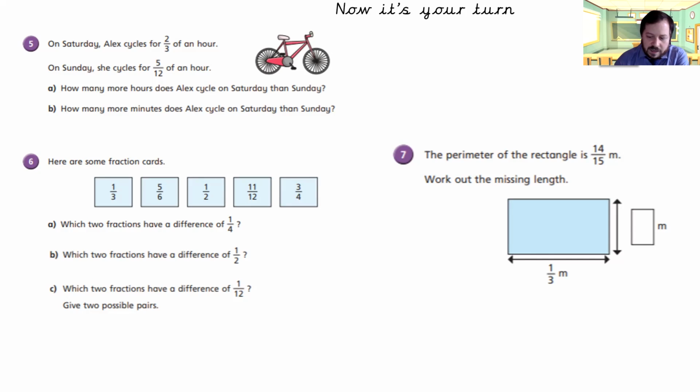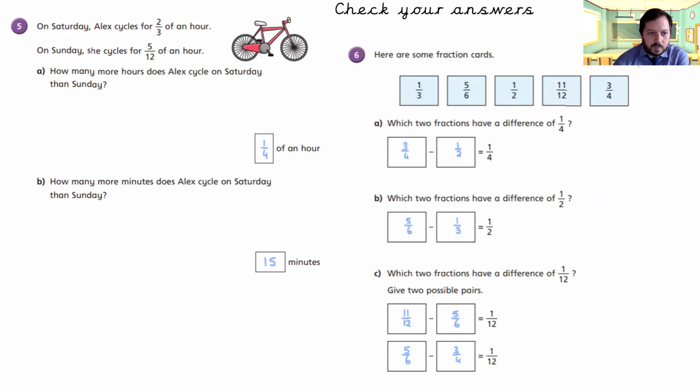So it's asking you 2 different things. The first thing we do is work through what the subtraction is. So we've got 2/3 on one and 5/12 on the other. How many more does she cycle on Saturday than Sunday? So we exchange this for 12. We times that by 4 to get 12. We times that by 4 to get 8. We do our subtraction and we get 3/12. And we can work out the 3/12, divide both by 3, gives us a quarter. So it's a quarter of an hour that is the difference.